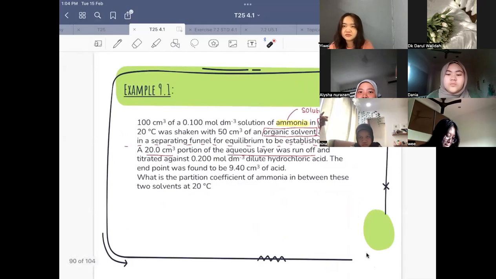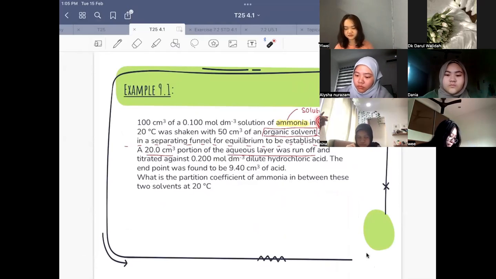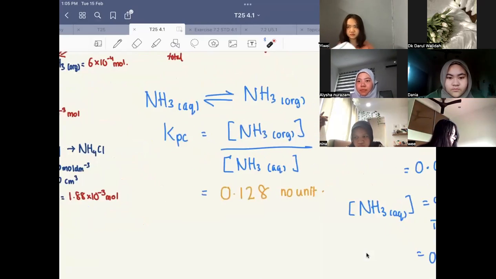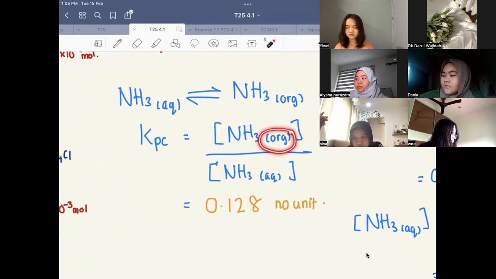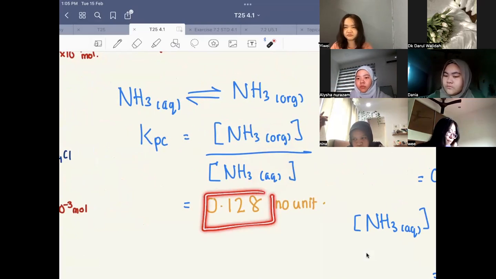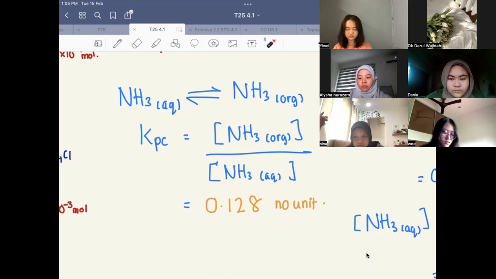Looking at the first example, 9.1, we have a system where the solvents are aqueous, water, and the other layer is the organic solvent, and our solute is ammonia. If our expression of KPC is concentration of ammonia in organic layer over the concentration of ammonia in aqueous, this number, the KPC number, can actually tell you about the relative solubility, whether your ammonia is more soluble in organic layer or more soluble in aqueous layer.